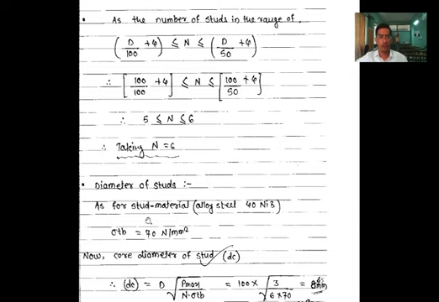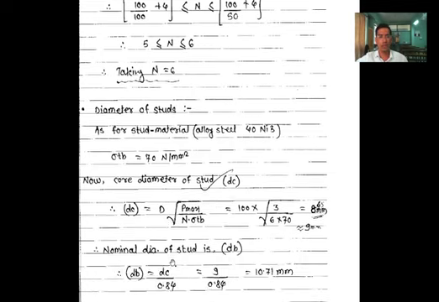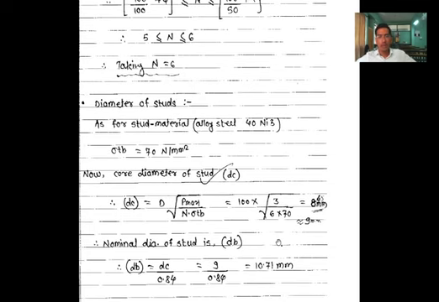Next one is the diameter of the stud. For the stud material, alloy steel 40 Ni3 is used. Then allowable stress will be 70 Newton per mm square. So the core diameter of the stud dc is calculated using the formula capital D under root of P max by N into sigma TB, that is the allowable stress for a stud. Therefore, putting the values, you will get 8.45 mm. So the core diameter for the stud is equal to 9 mm.